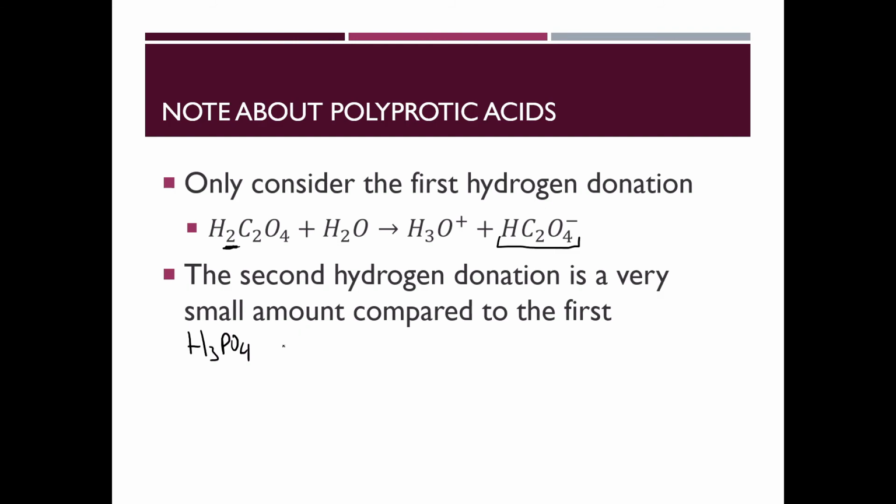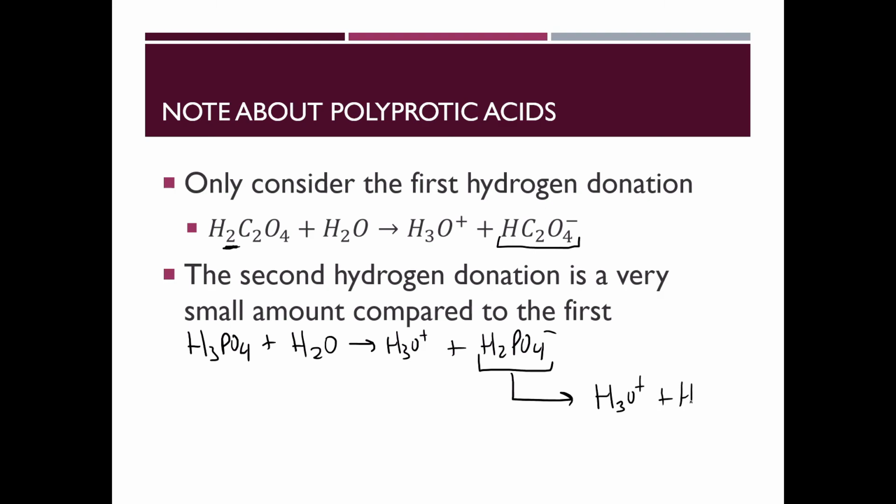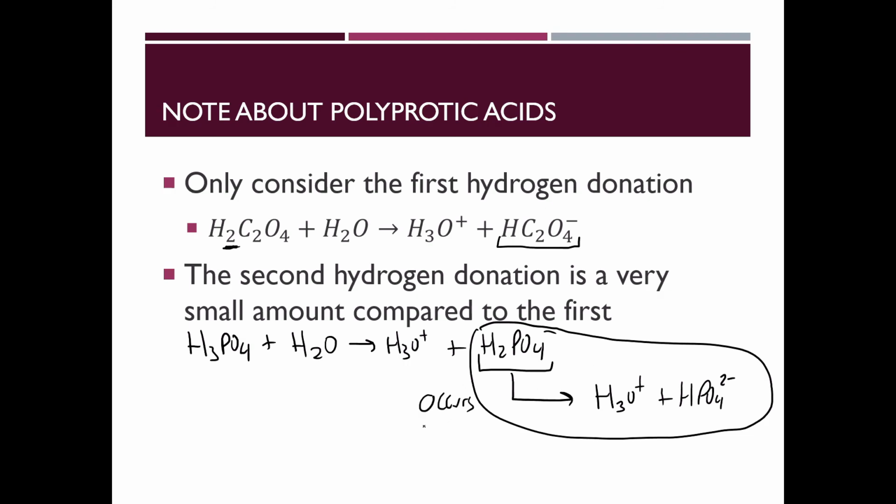Okay, so if we had phosphoric acid, this has the ability to donate 3 hydrogens, but we only need to consider the first one because of the amount that the H2PO4 donates. This can donate to become HPO4 minus. This reaction occurs way less than the first reaction.